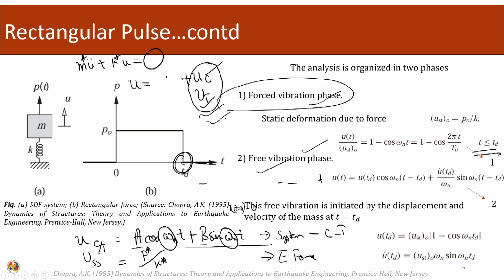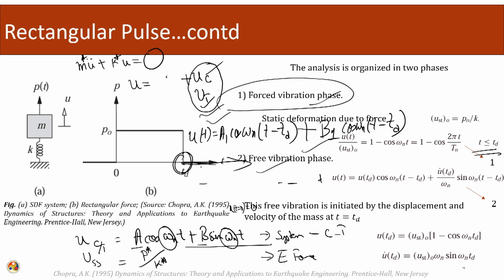So the solution of this system after time t greater than Td will be u(t) equals A1 cos omega n (t minus Td) plus B1 sin omega n (t minus Td). We are looking after time Td, and the initial condition for this response will be the final condition from the previous phase.